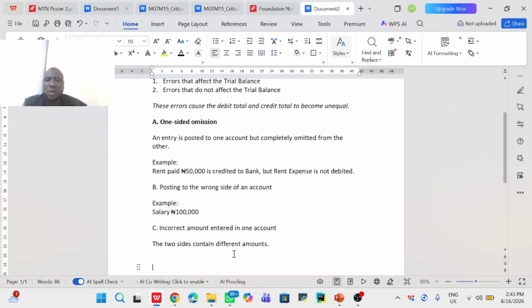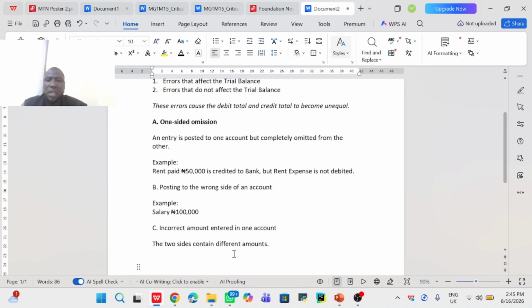Posting to the wrong side of the account: if it is for the two sides, what's supposed to be debited you credit, and what's supposed to be credited you debit, in the same transaction, it's going to balance. But if it's for one side, it will affect your trial balance. That's the theory.